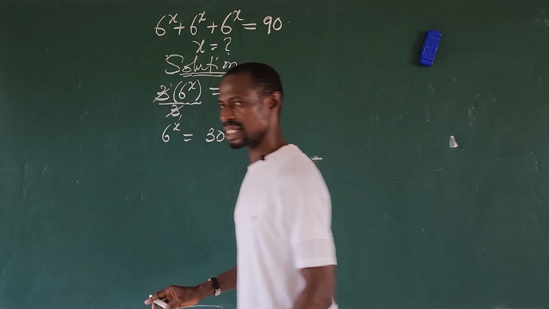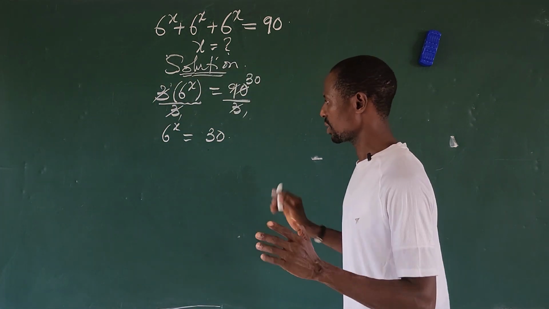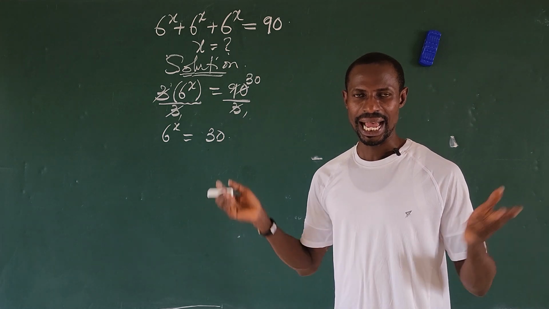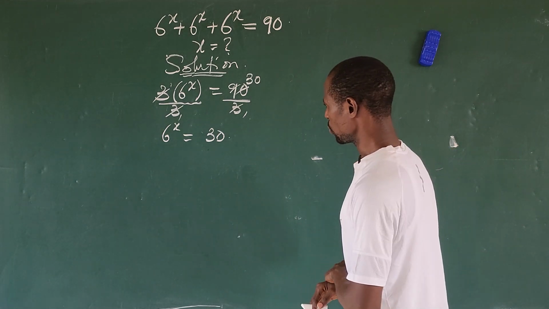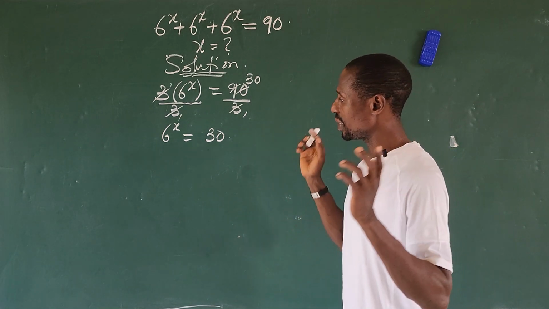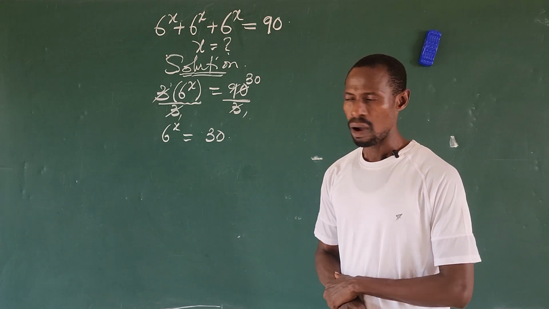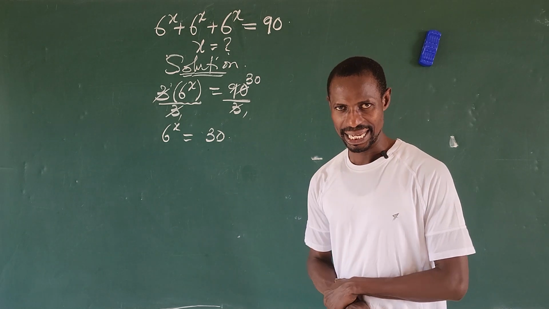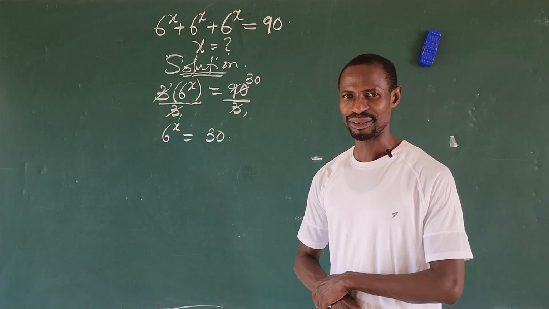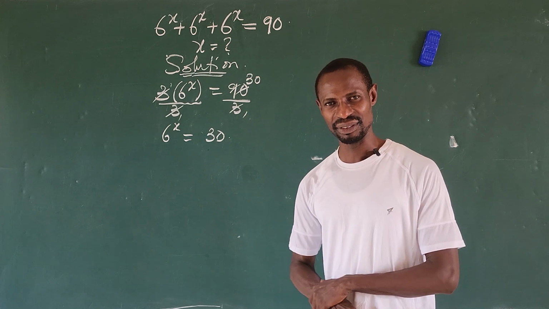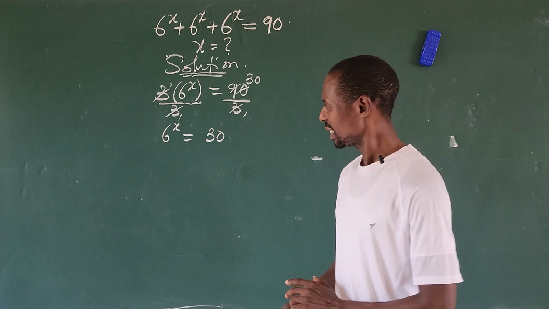So what we do next here is easy. All we just have to do is take either the natural log to both sides of the equation, or we take log to base 6 or log to base 10. Now I want to take log to base 6 here. There's a reason for doing that. You will soon see that reason.